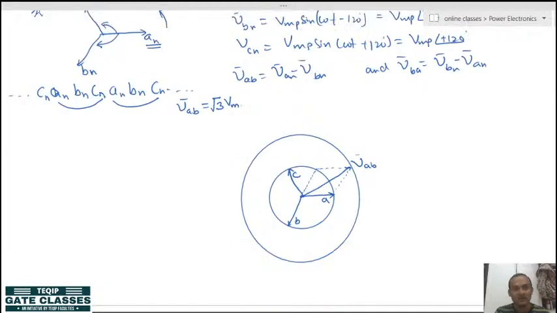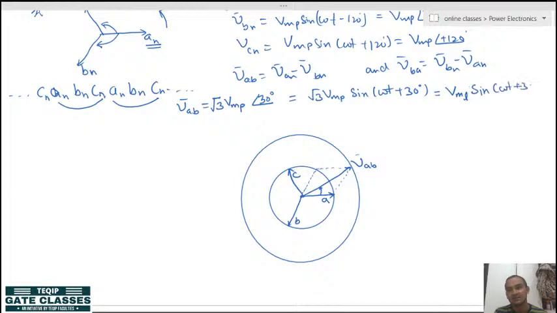So here you can write √3 VMP, and the angle, you know, comes around 30 degrees, positive 30, because the angle is anti-clockwise. Alright, so it will be plus 30 degrees, or in other words you can also write it as √3 VMP sine omega t plus 30. I am writing one of the line voltages. In a similar fashion you can write all of them. Or in other words you can also write them as VML sine omega t plus 30 degrees, where L represents line voltage, the peak value of line voltage. Okay, so similarly we can draw other phasors also.